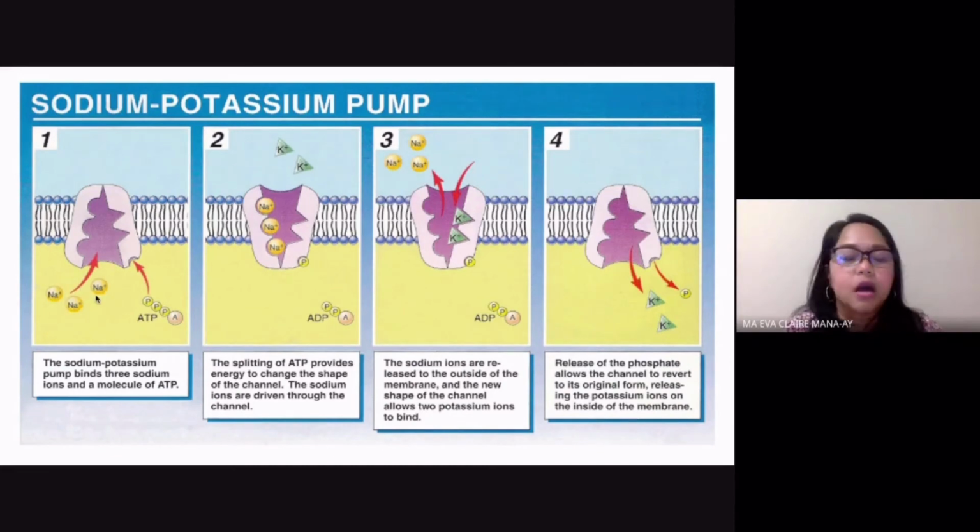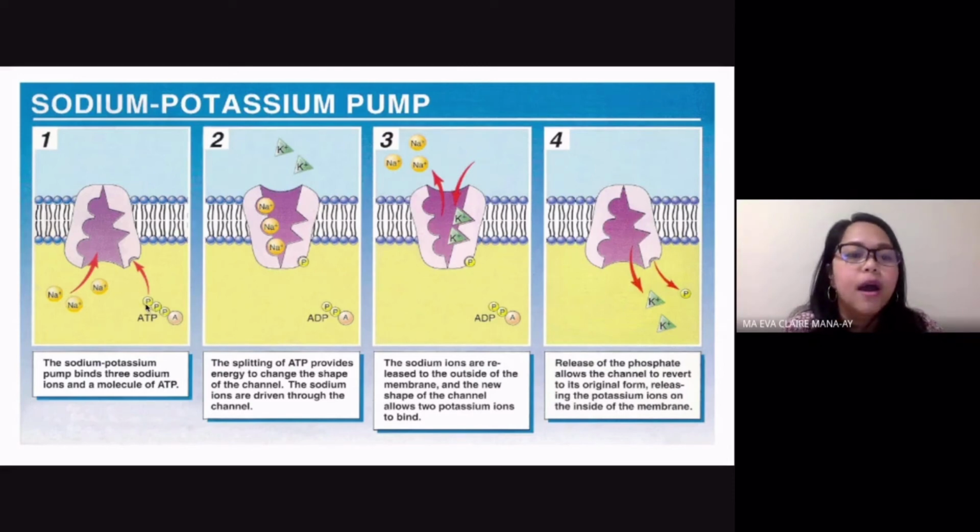Okay, so you have 3 sodium ions, and these ions are going to be attached to your pump. Again, this is your protein pump, a membrane protein that plays a role in your active transport. So 3 ions of sodium are going to be attached to your sodium-potassium pump. And then you have an ATP, adenosine triphosphate. That means there is an adenosine sugar here, and you have 3 phosphate groups.